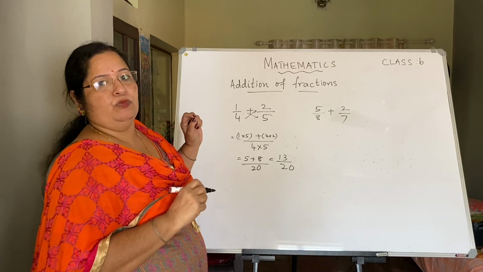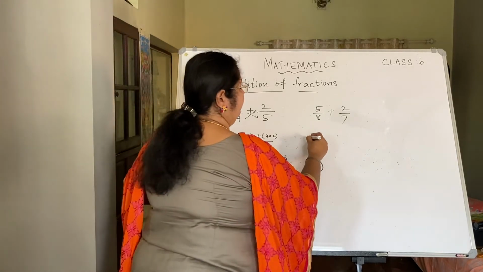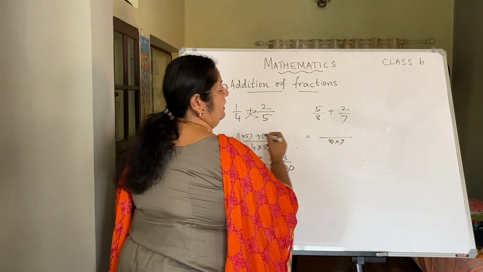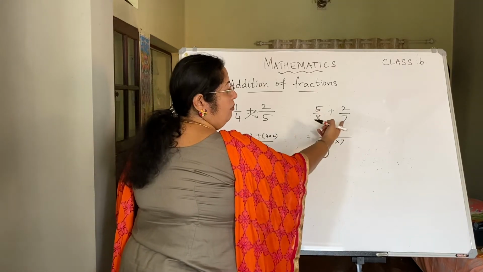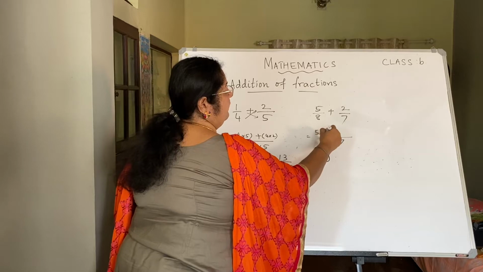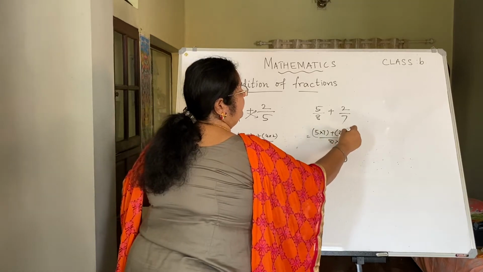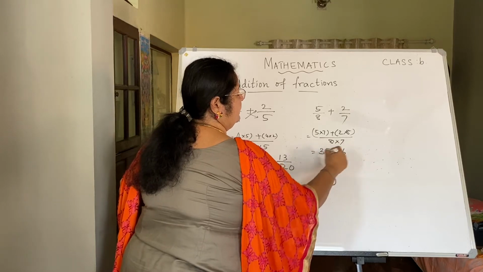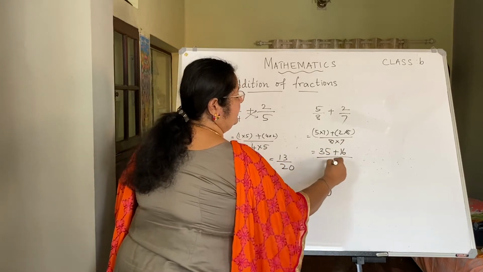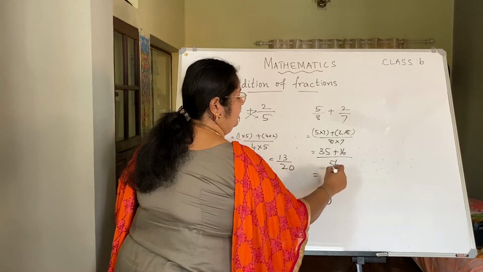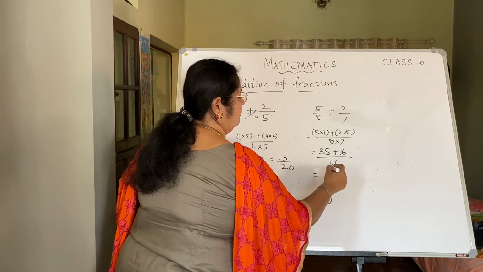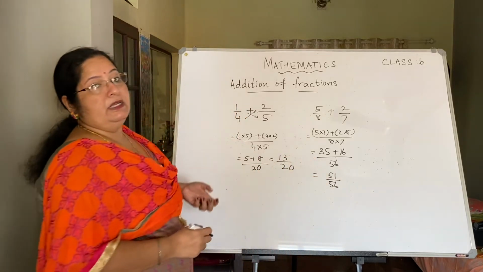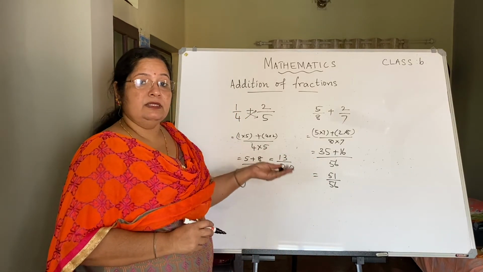5 by 8 plus 2 by 7. The denominator will be product of the denominators, 8 into 7. And numerator will be sum of cross products. So 5 into 7 plus 2 into 8. 7 5s are 35. 8 2s are 16 divided by 8 7s are 56. So this will be 51 by 56.